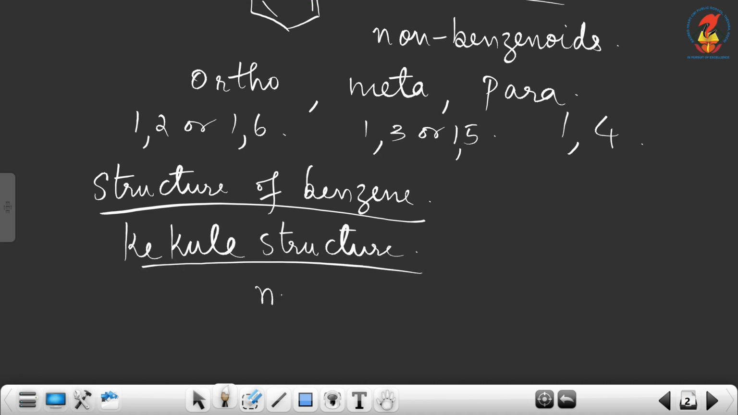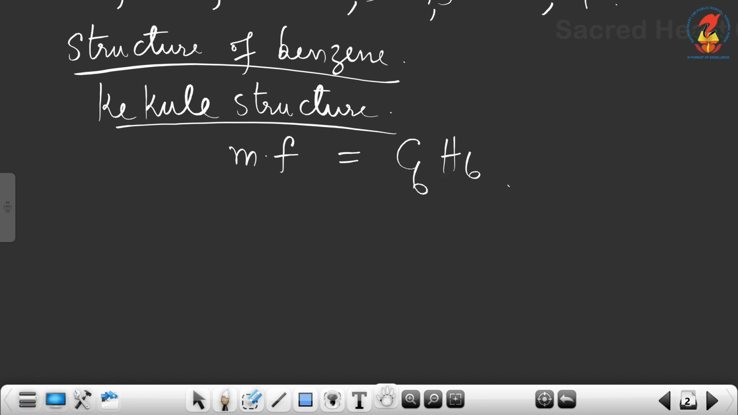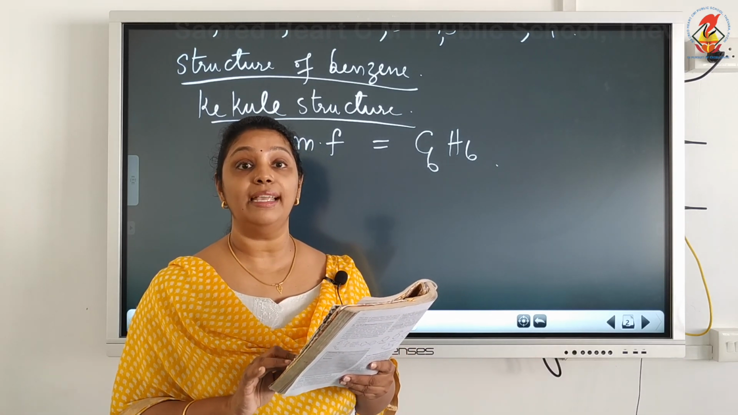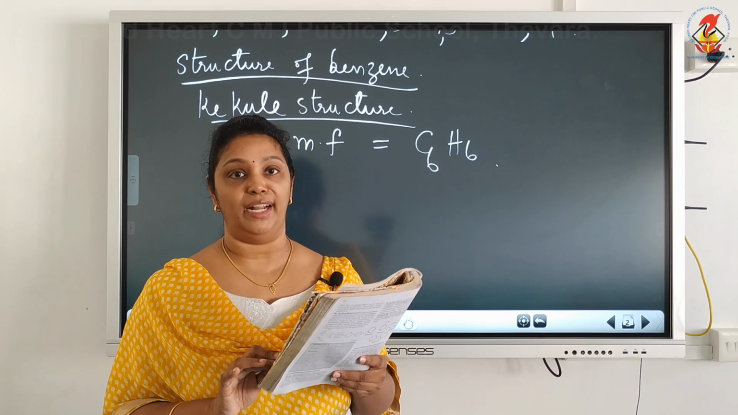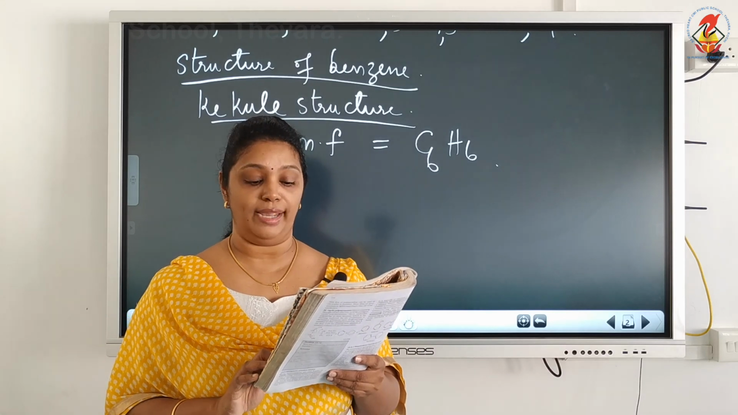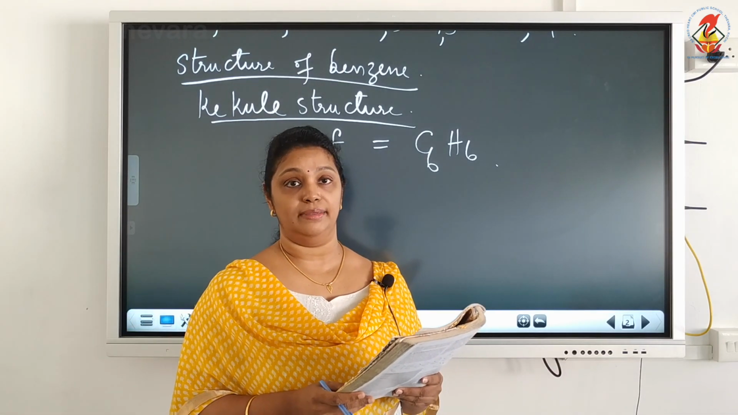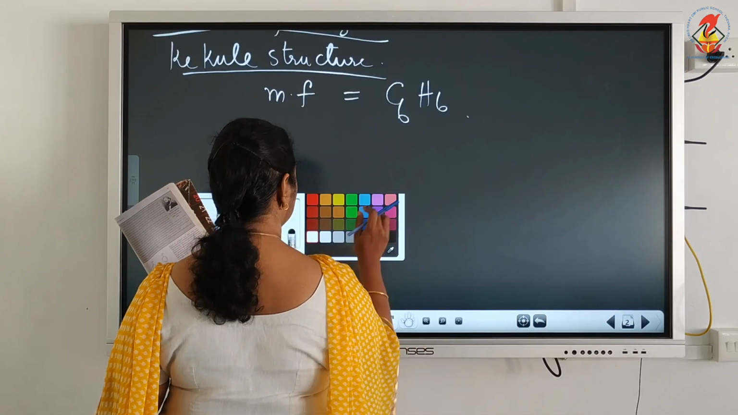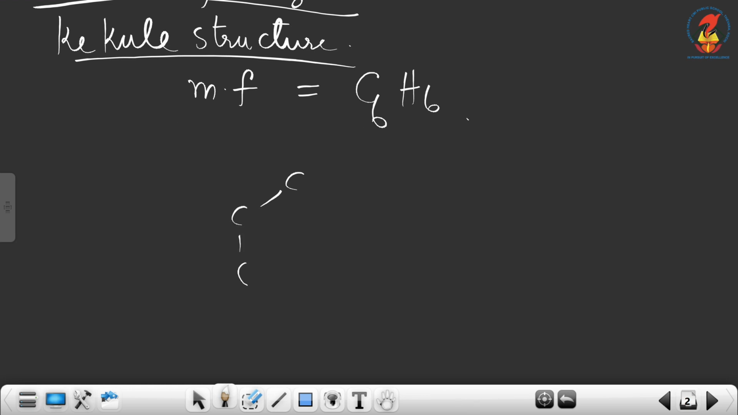And you know the molecular formula of benzene is C6H6. Now Kekulé gave an explanation like this. He proposed that benzene has a cyclic arrangement of 6 carbon atoms with alternate single and double bonds and 1 hydrogen atom attached to each carbon atom. So he gave the structure for benzene as 6 carbon atoms. So we have 1, 2, 3, 4, 5, 6 carbon atoms.